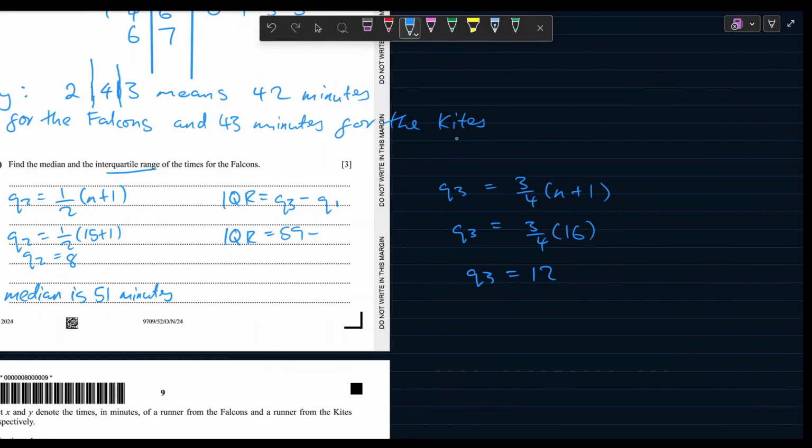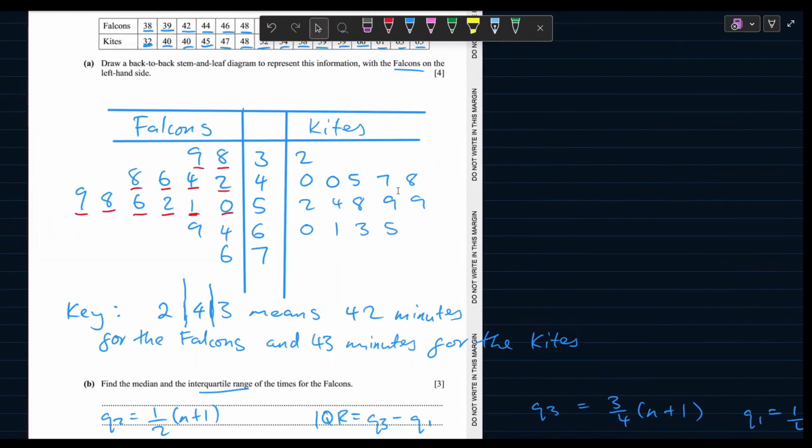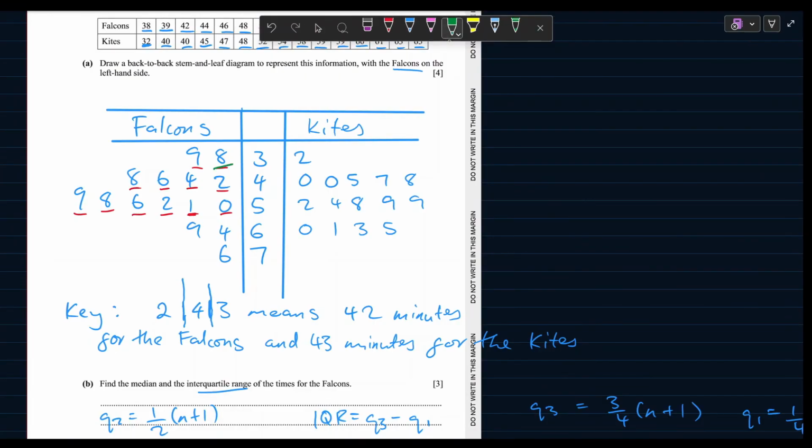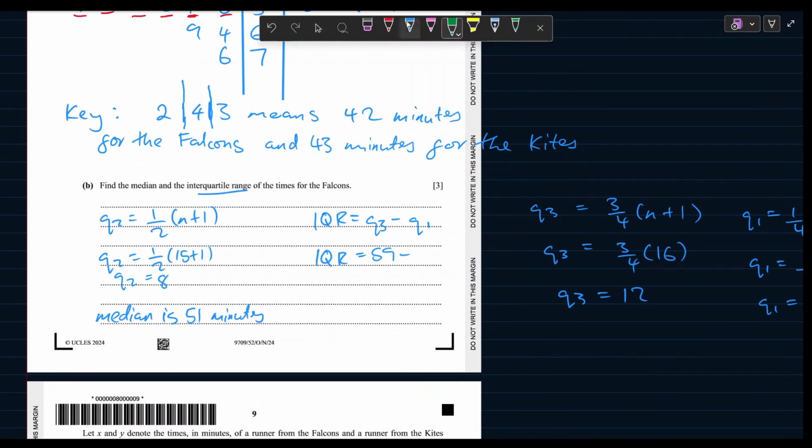So our interquartile range here is 59 minus our Q1. Q1, the lower quartile, is going to be a quarter of n plus 1. So a quarter of 16, which is simply 4. Q1 is in the 4th position. I'll use a different color. So 1, 2, 3, 4. It's 44. So Q1 is 44. So interquartile range is 59 minus 44. That's 15 minutes. Okay. And that will be our final answer.